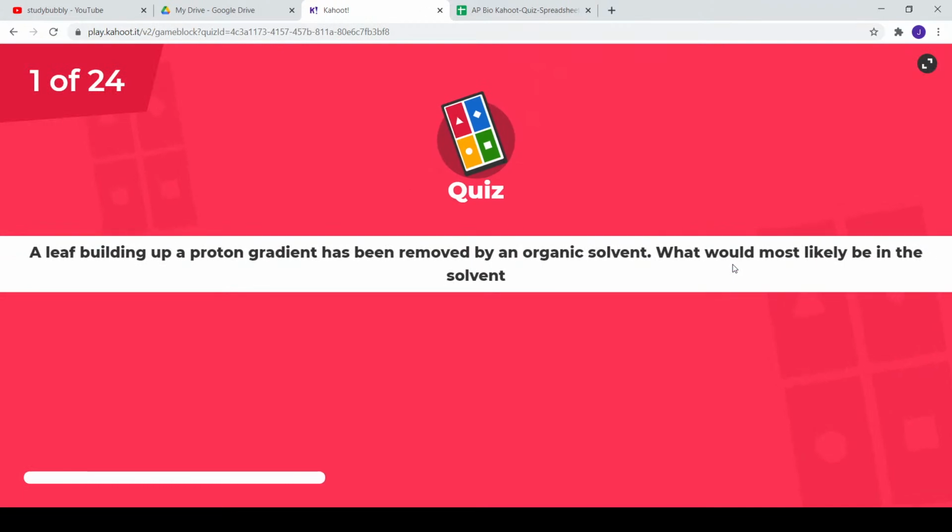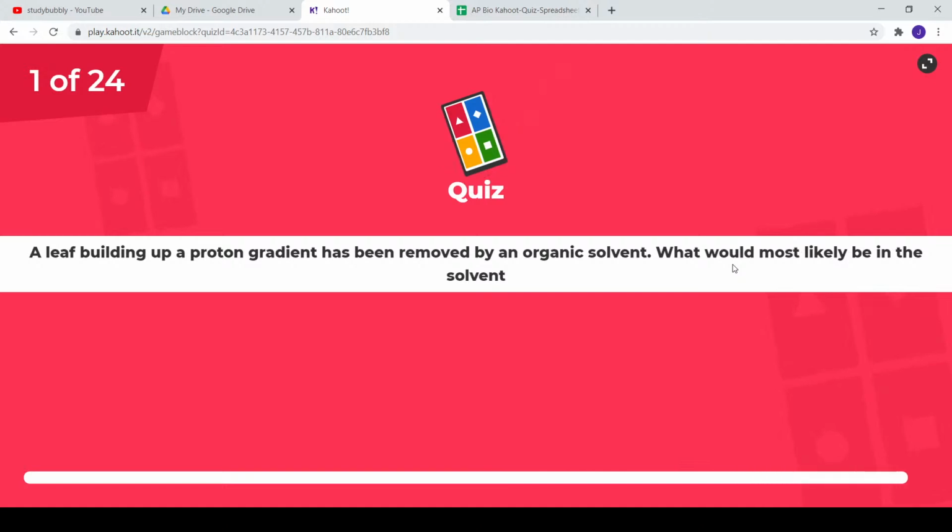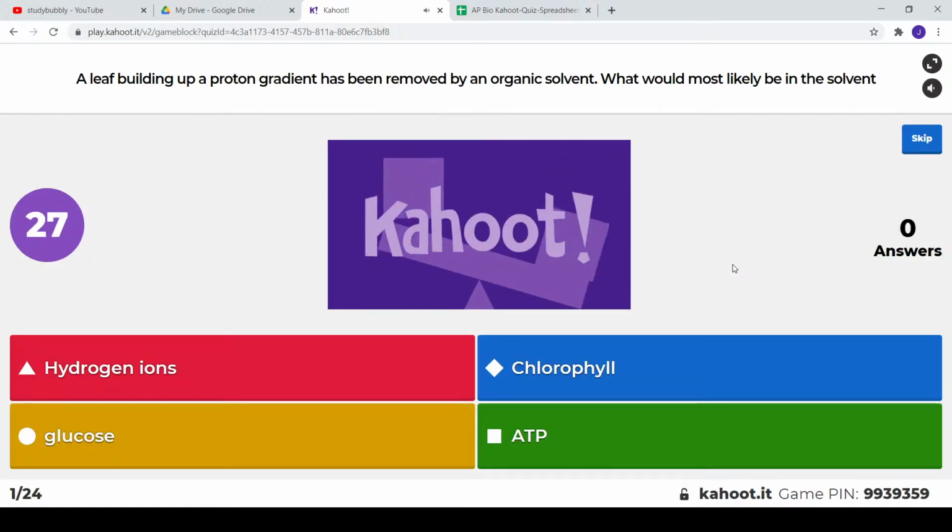Yeah. So, do you want to read the problem? A leaf building up a proton gradient has been removed by an organic solvent. What would most likely be in the solvent? Right. So, think really carefully about just basically a leaf. So, what does a leaf have? It's not a very complicated question. And what an organic solvent does, it basically just dissolves materials. In this case, it dissolves the leaf.